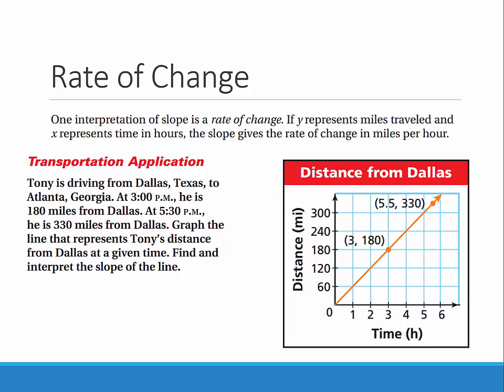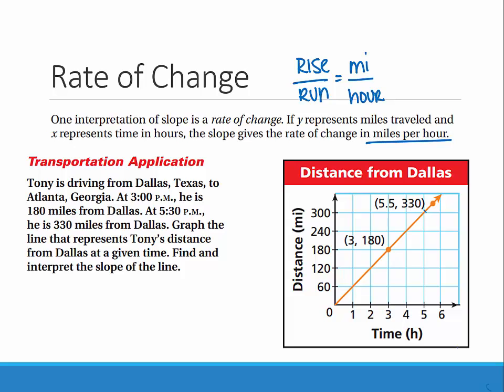And then sometimes slope is also called rate of change. So in this problem, y is going to represent our miles that we traveled, and x represents the time in hours. So if we find slope, remember slope is rise over run, and we just said that y is miles that we traveled in hours, this is going to give us miles per hour. So let's say Tony is driving from Dallas, Texas to Atlanta, Georgia, and at 3 p.m.